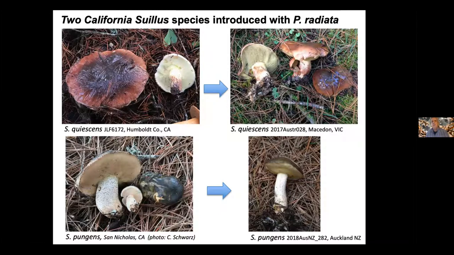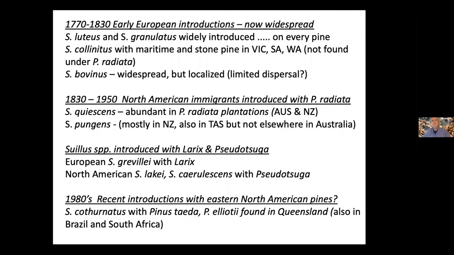So we see changes in the local abundance of different mushroom species when they go from their native range, where they might be less common, to being extremely common and abundant in their exotic ranges. Similarly, Suillus pungens has been widely introduced in eastern Australia and New Zealand, but particularly in New Zealand, it's highly abundant and very common. So we can begin with this information to conjecture about when and where these different species were introduced. We know that there are some episodes of introduction starting in the 18th century, early European introductions.